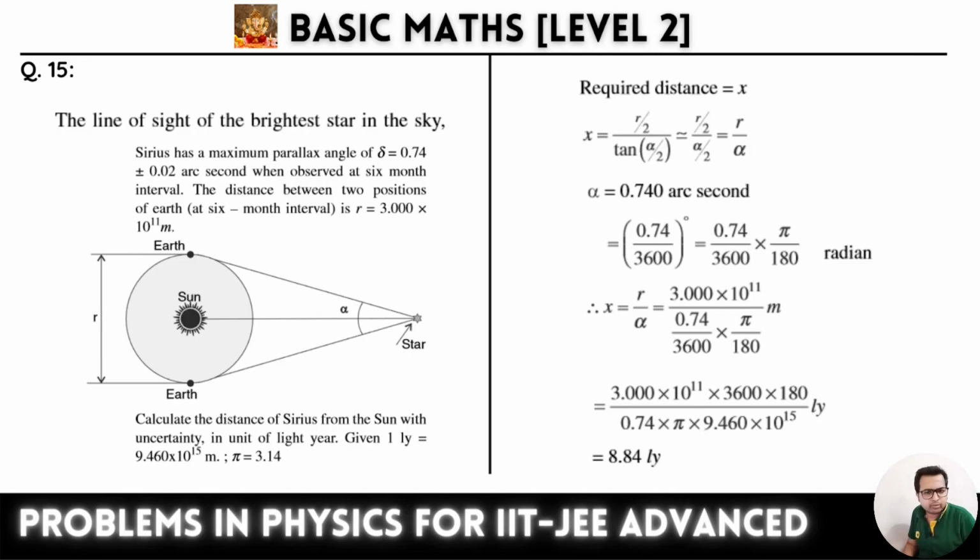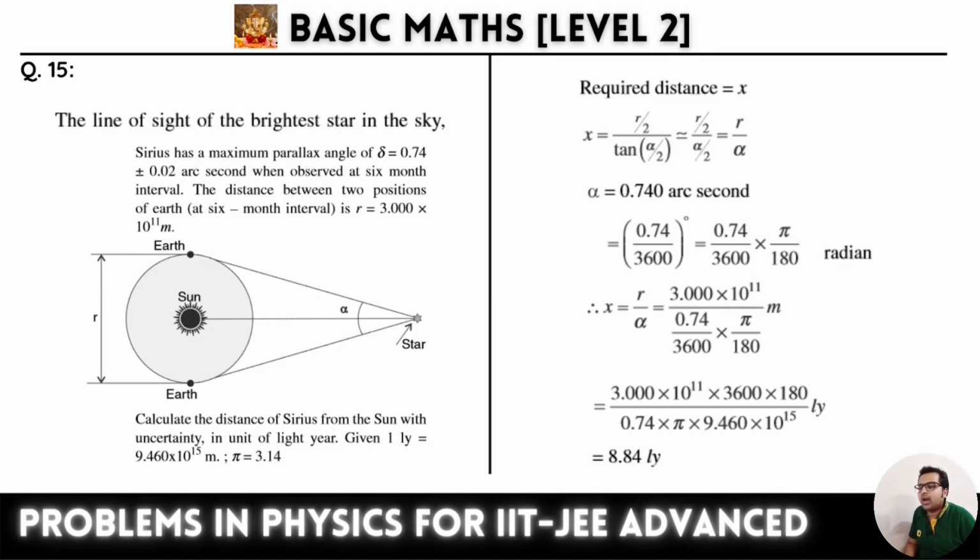So the required distance, let us suppose it be x. So x will be r by 2 upon tan alpha by 2, because see, it will make a right angle triangle. So the perpendicular will be r by 2 and the base is x. And here they are using alpha, so let us suppose alpha by 2 for the upper triangle. So you know that tan theta is perpendicular upon base, so tan alpha by 2 will be r by 2 upon x. So x will be r by 2 upon tan alpha by 2. So this is very clear.